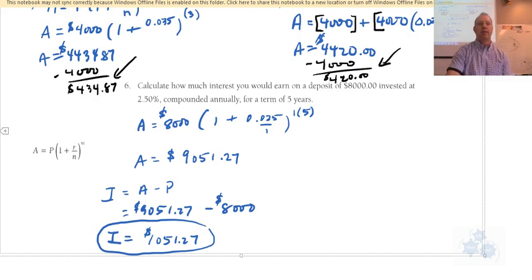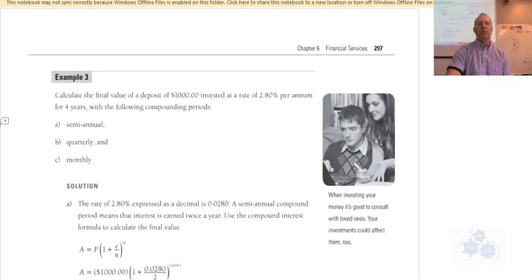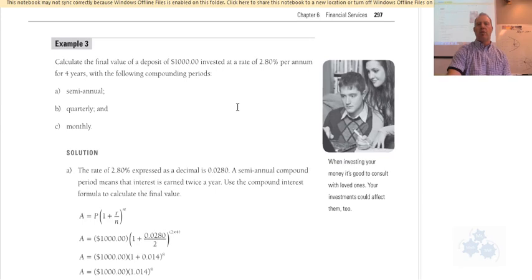Yeah? All right. So as we move on, now example number 3, we're going to take a look at this question. I've already talked about this so there's really not too much that's new here, but let's just see what this question is asking us to do. It says calculate the final value of a deposit of $1,000 invested at a rate of 2.8% per year for 4 years with the following compounding periods. So let's say we have 3 different compounding periods.